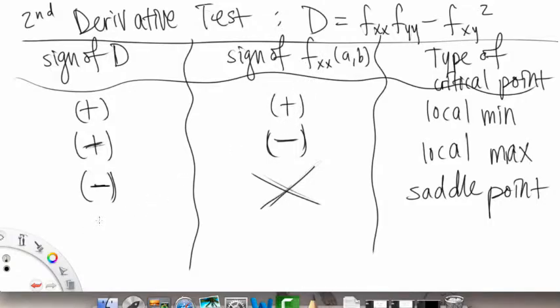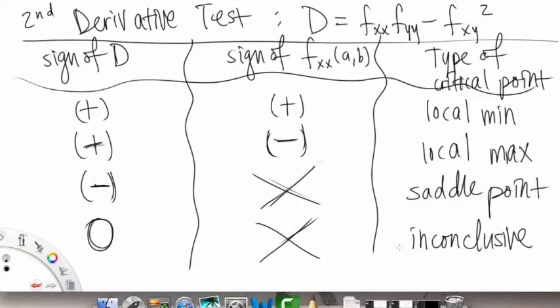And then finally, if D is 0, or if we just get 0 for that, then that means that the test is inconclusive. Again, the sign of fxx does not matter. Okay, now on to the next thing.